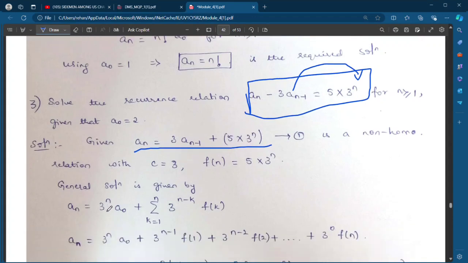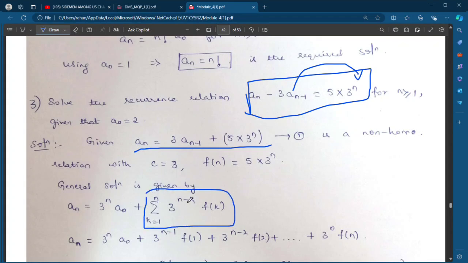This is the formula. Usually c will be there, and here also c will come. Since the c value is 3, I am writing 3. So 3 power n a naught plus, and I have this summation, right? This thing is in summation.